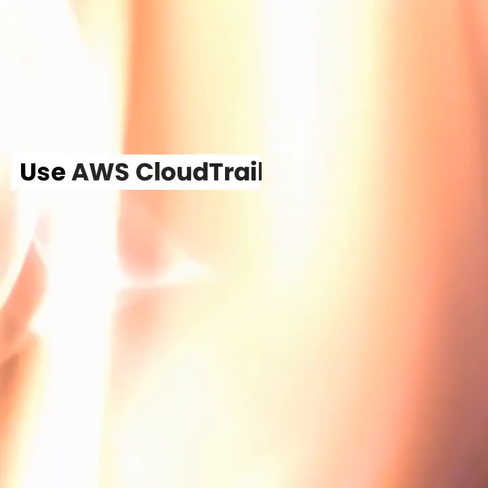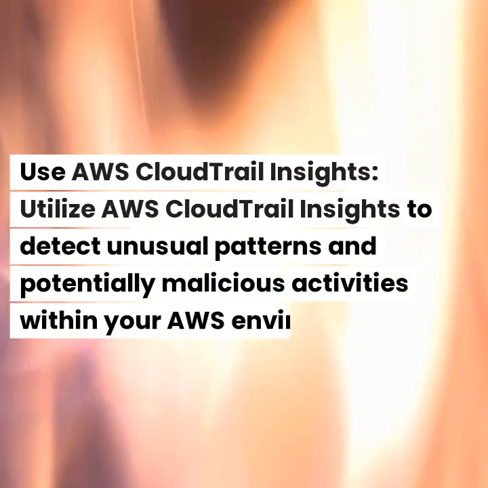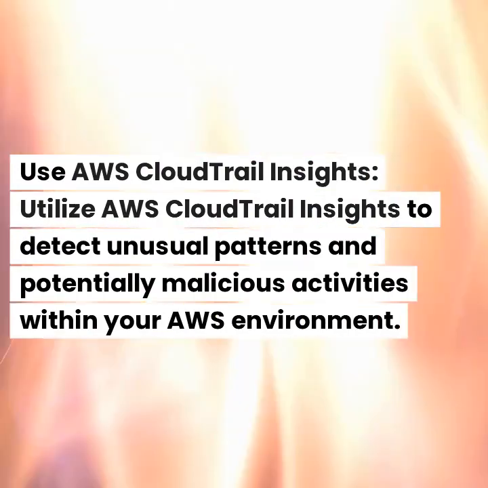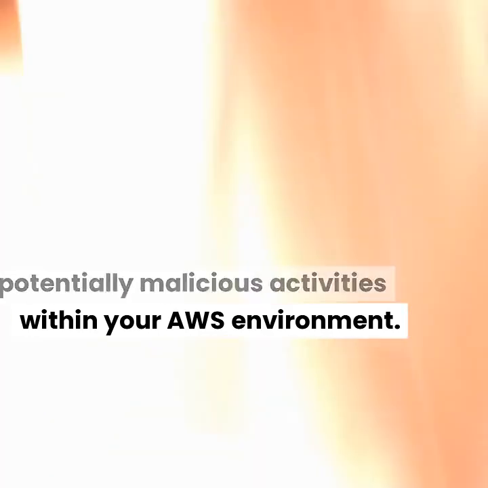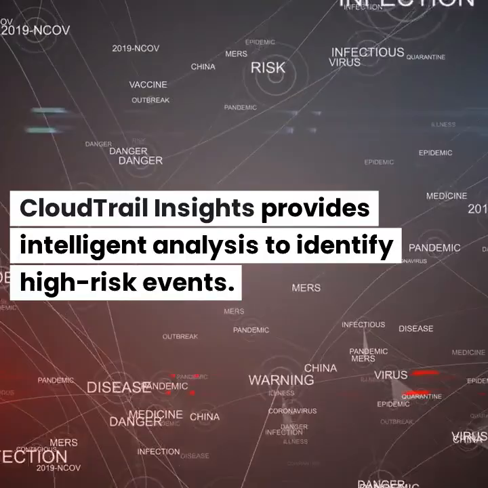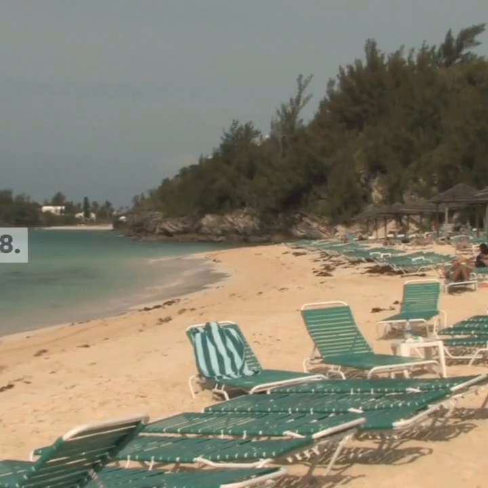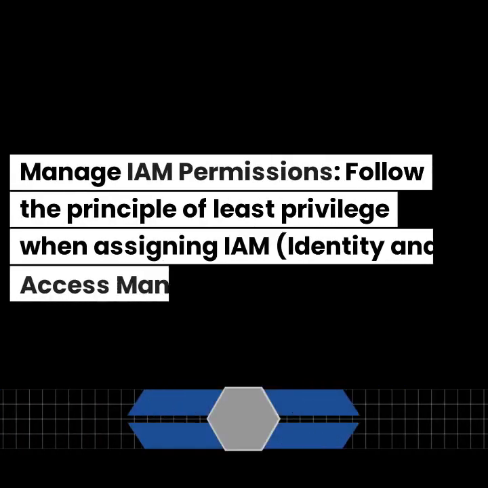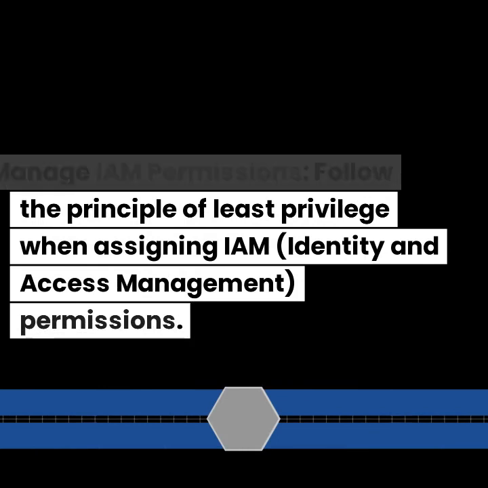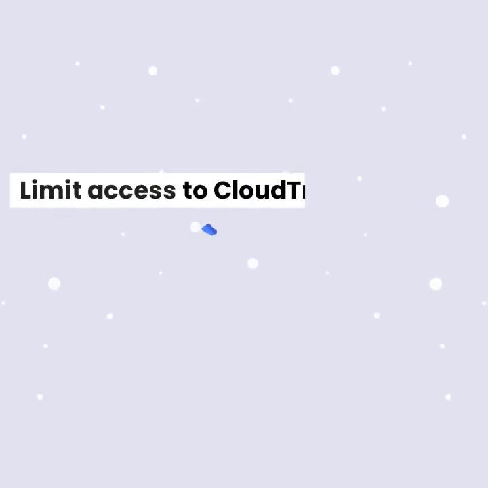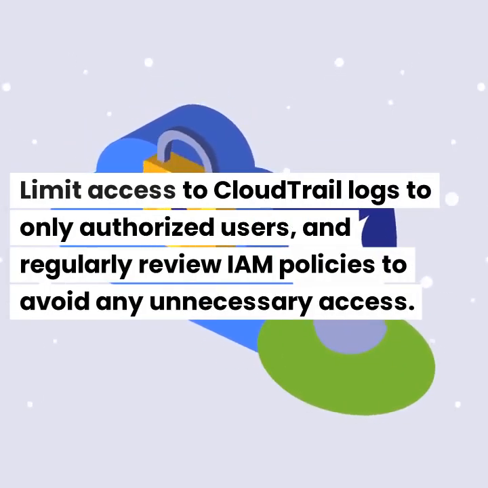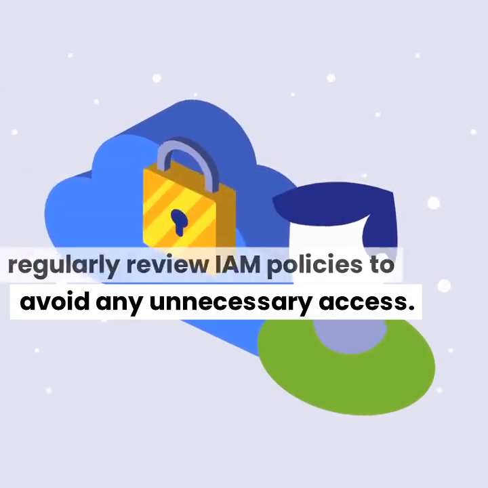7. Use AWS CloudTrail Insights. Utilize AWS CloudTrail Insights to detect unusual patterns and potentially malicious activities within your AWS environment. CloudTrail Insights provides intelligent analysis to identify high-risk events. 8. Manage IAM permissions. Follow the principle of least privilege when assigning IAM, identity and access management, permissions. Limit access to CloudTrail logs to only authorized users, and regularly review IAM policies to avoid any unnecessary access.